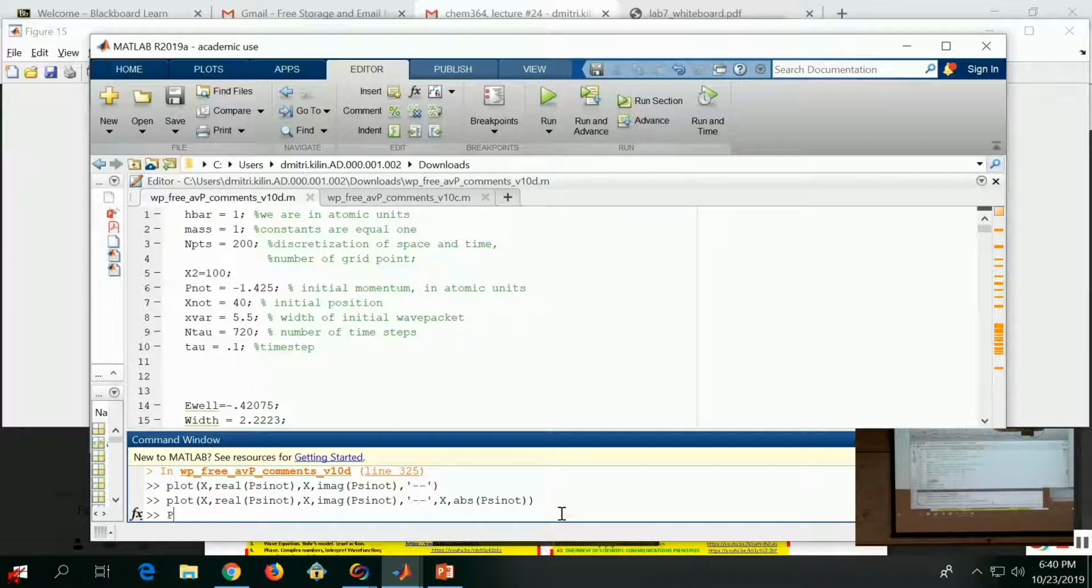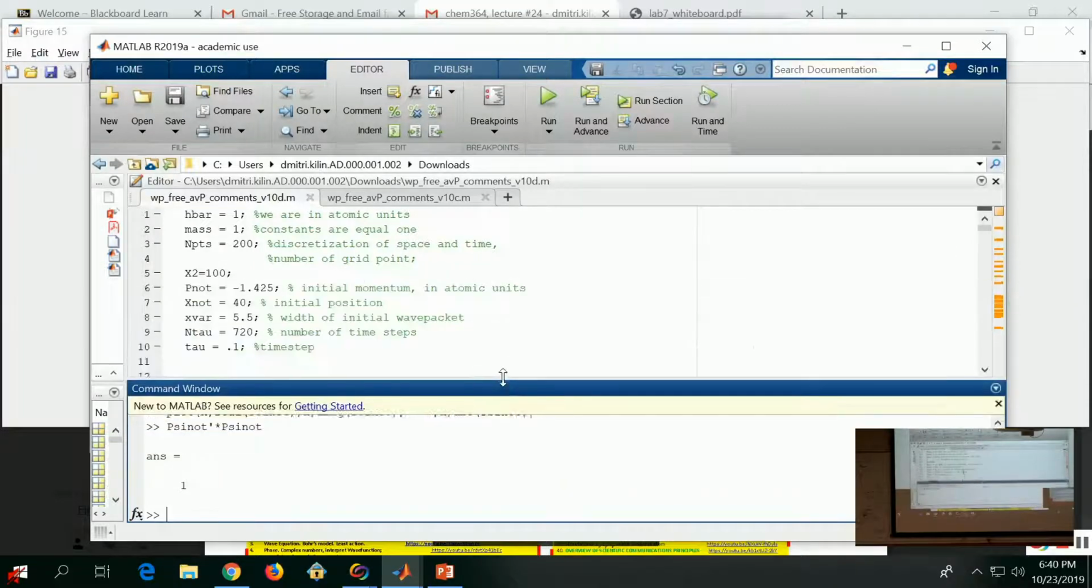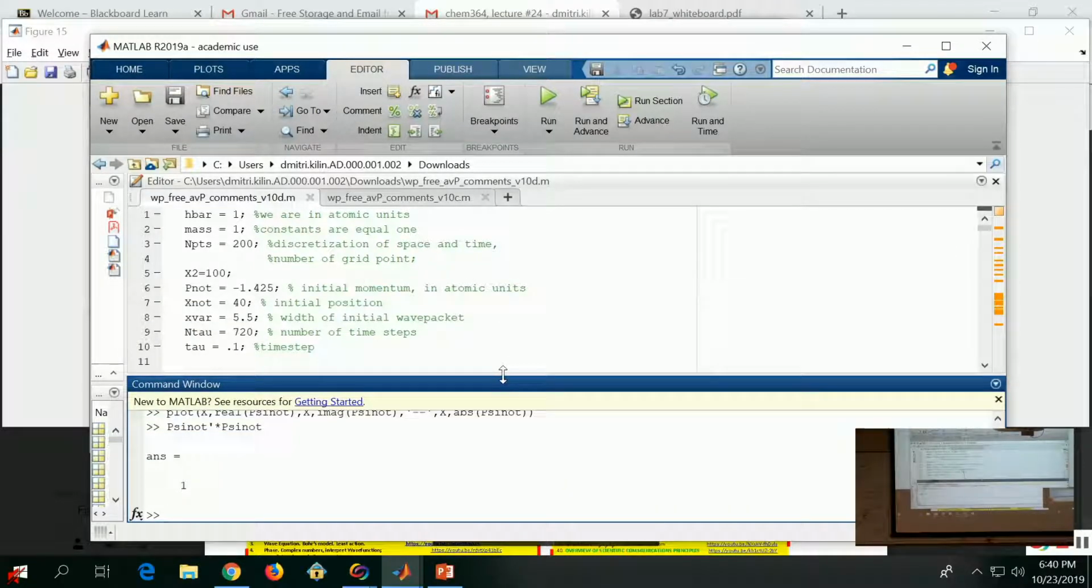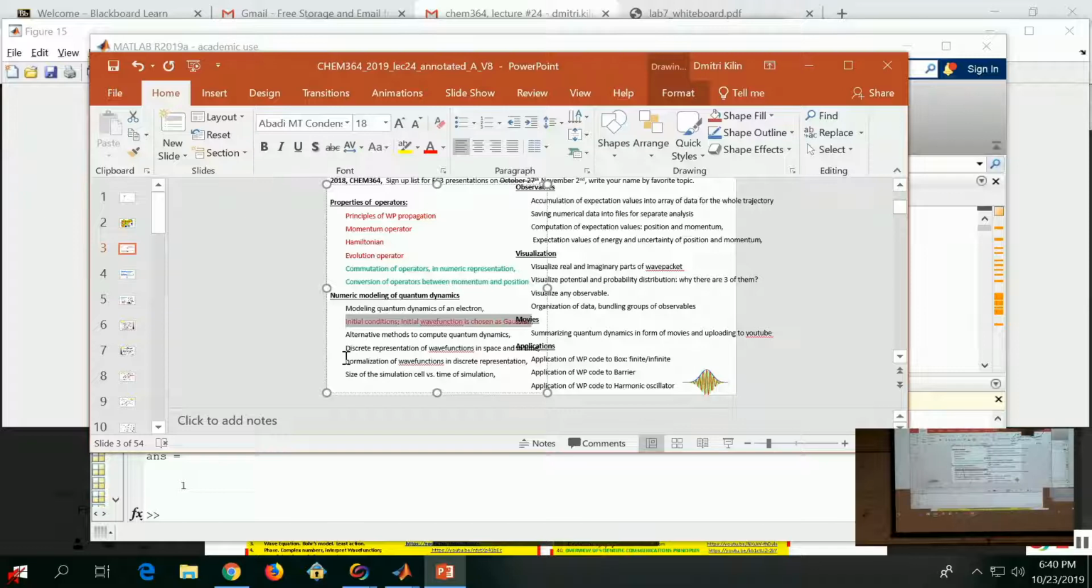So what if I do psi naught prime times psi naught? You see it? So the initial wave function is normalized, which is great. So basically we did this one. In some sense we did not quite, maybe halfway.